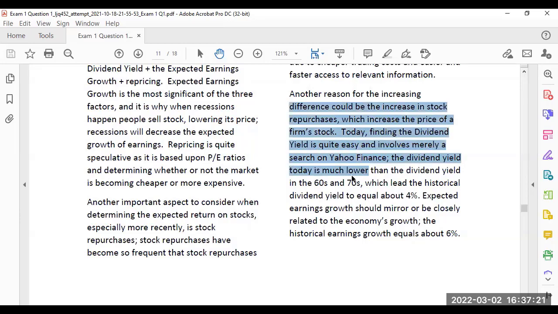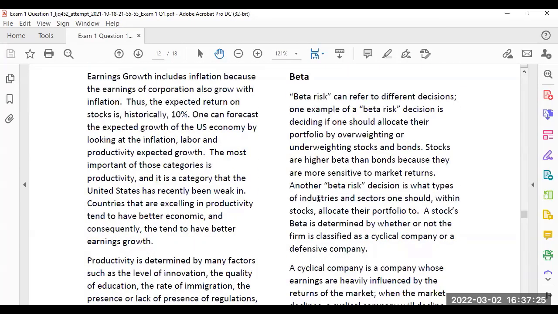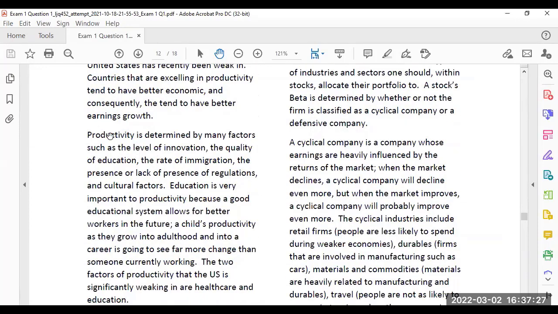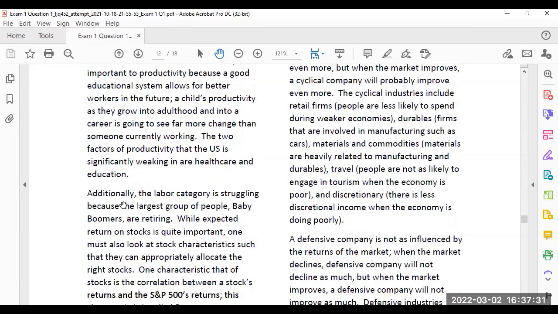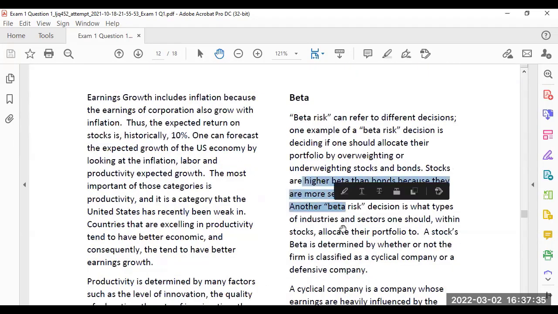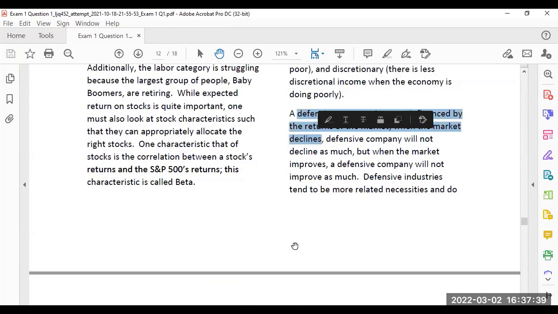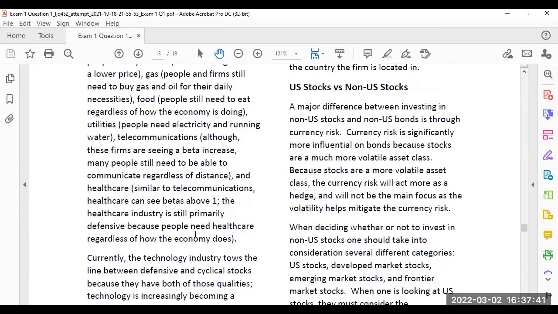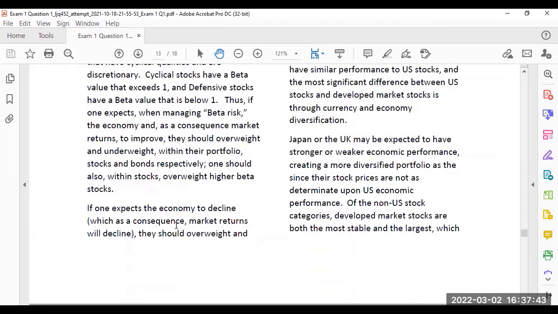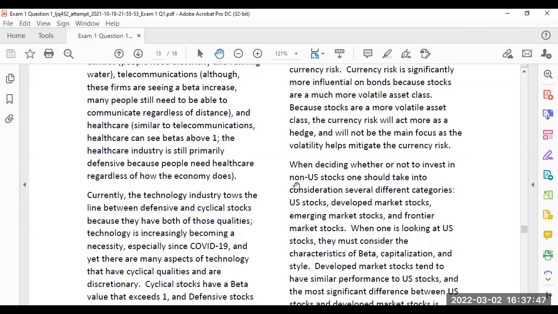Yeah, he's still talking about stock repurchases. That doesn't belong in this paper. He talks about earnings being tied to the economy. So you've got productivity, he's got labor and inflation. Then he gets into beta, cyclical company, defensive company. If one expects the economy, he's got the strategy in there. He's got US versus non-US.